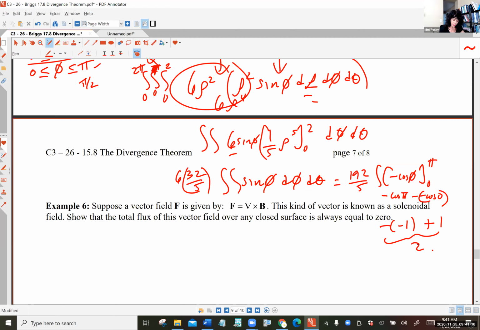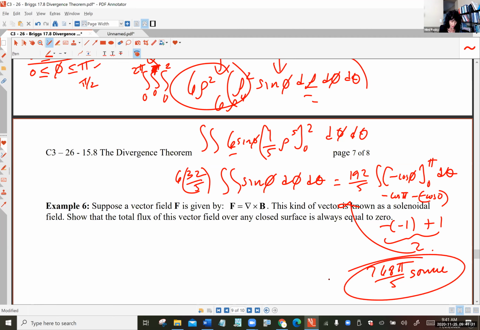So that's a 2, and then you don't have to worry about that because that's a constant multiple. And then finally, when you integrate with respect to theta, you get theta going from 0 to 2 pi. So your final answer is something weird, 768 pi fifths, and that is a source. Okay, and we're done with that one where we had to do spherical coordinates. Know how to do spherical.